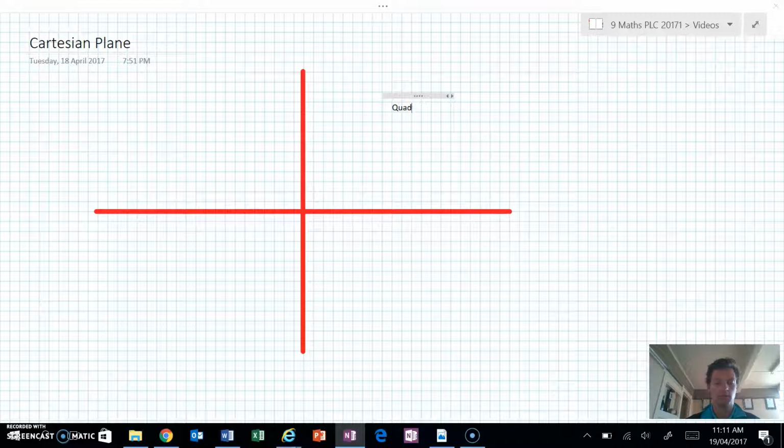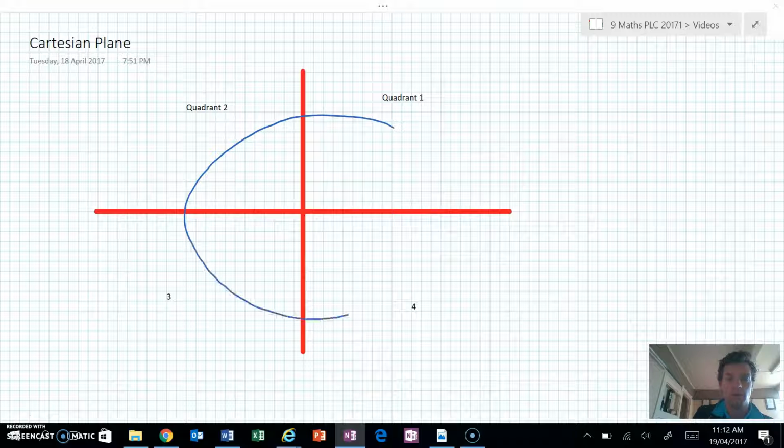Now the quadrants are labelled, with the top right hand corner being quadrant 1. The top left hand corner is quadrant 2, and then we have quadrant 3 and quadrant 4. The easiest way we can remember the order of the quadrants is if we think about this graph area being a giant C, so we can form a C shape like this. So quadrant 1, 2, 3 and 4.